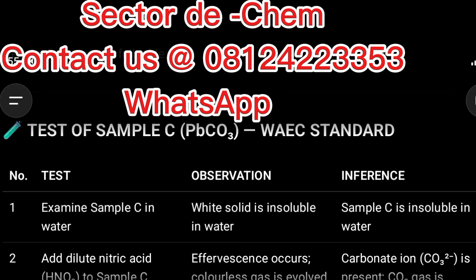And the sample here, WAEC mostly don't open up the salt for you. It's only your teachers that know about the salt that you are testing. WAEC can just make the sample as sample C or sample P or sample N, whichever alphabet that WAEC can use.